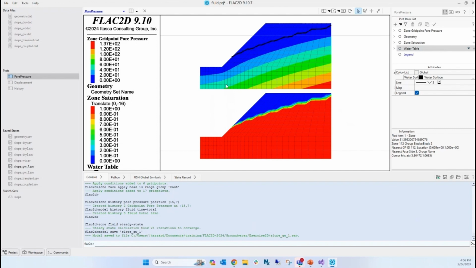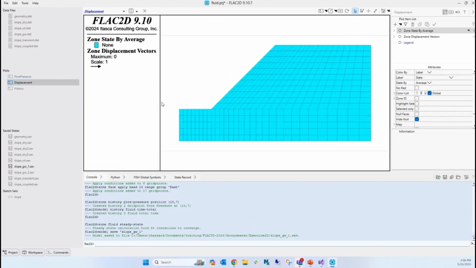So you can see that steady state command did a good job here. It's giving me a realistic looking water table. It's giving me some desaturation. So far, this is just the fluid flow part, right? We haven't done the mechanical part, so displacements are 0.